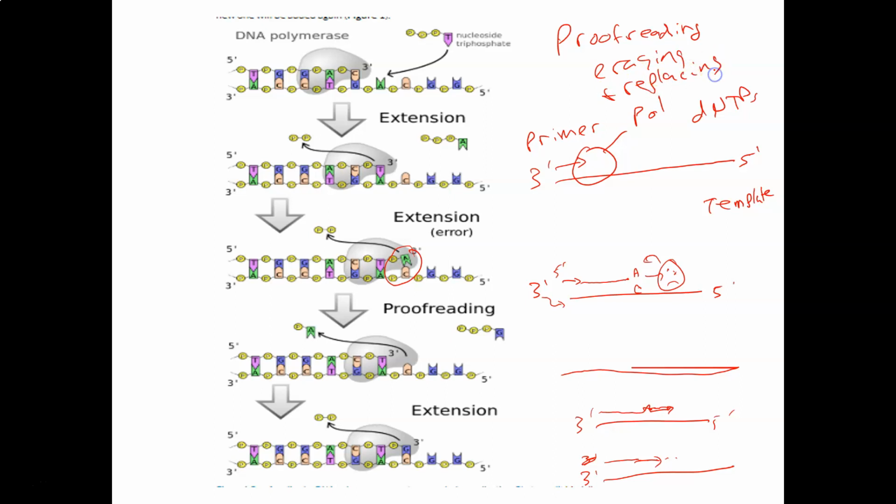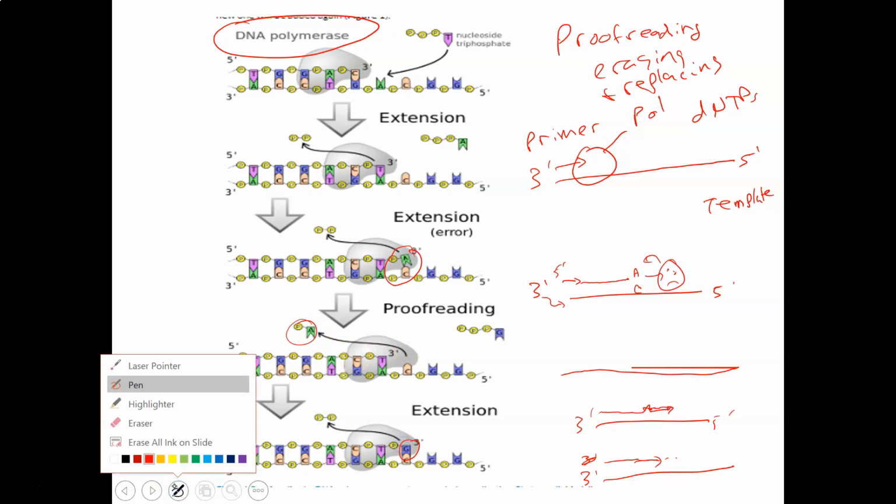It's just like if you're typing along and you realize you make a mistake and you hit backspace. So it's a lot like backspacing, and then you retype it. That's all proofreading is, but that happens during DNA replication, and it's a function of DNA polymerase itself. It can replace its own mistakes. So right here it erased that and got rid of that, and here it put in the normal base. That's what all proofreading is, backspacing and retyping.